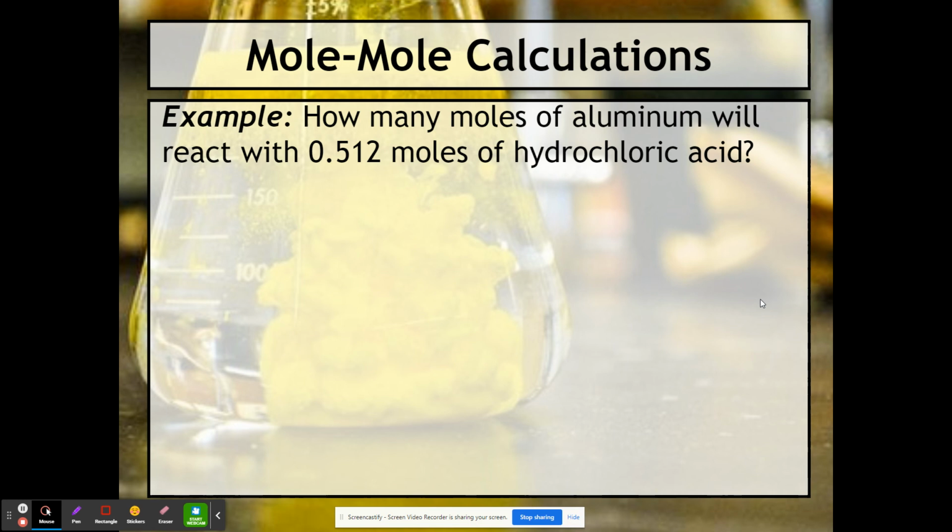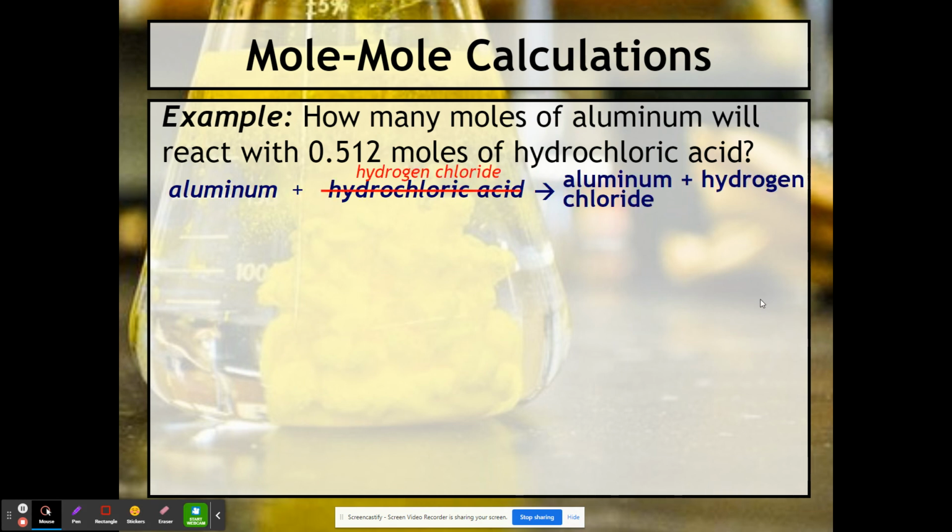To go through another example, we have: how many moles of aluminum will react with 0.512 moles of hydrochloric acid? First, I'm going to change hydrochloric acid to HCl, and this again will all be given to you. So we are going to have our equation here, and we're going to need to balance it.